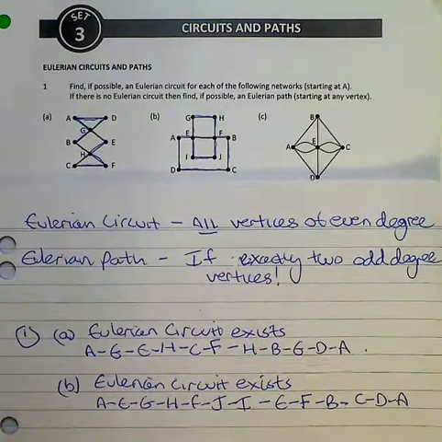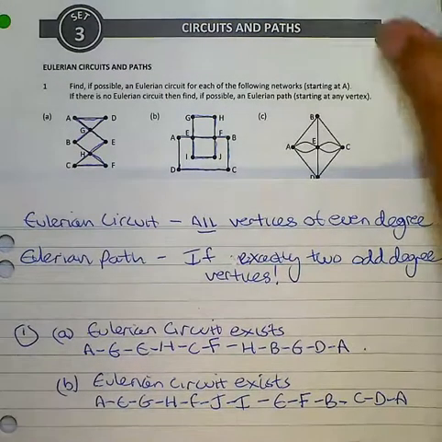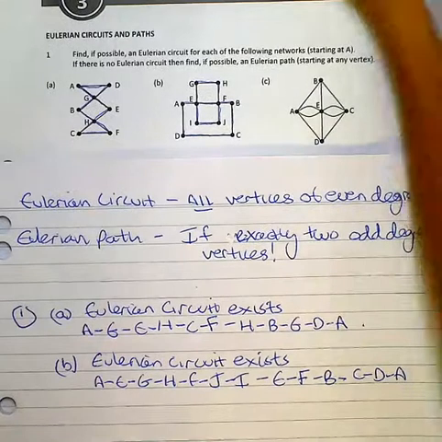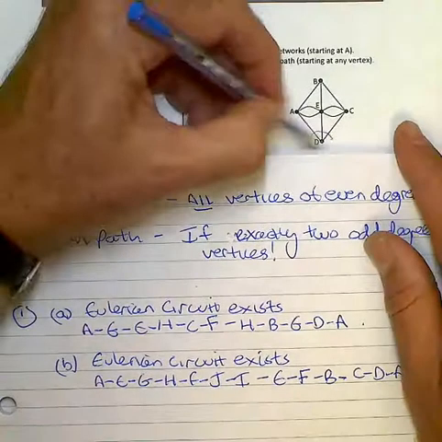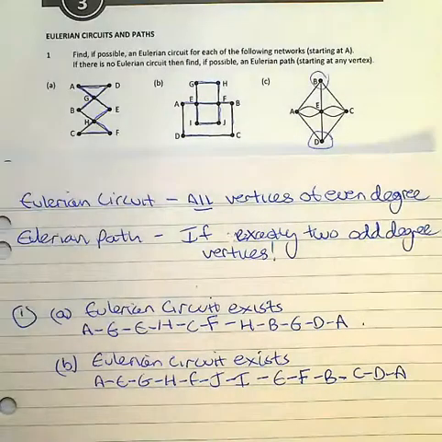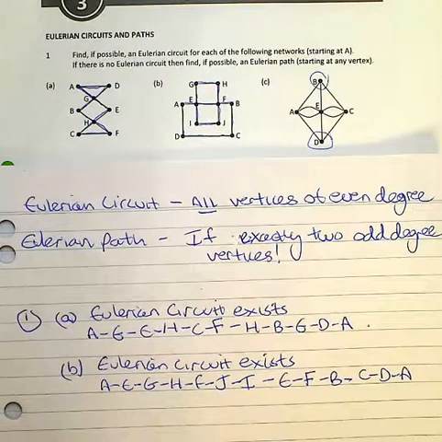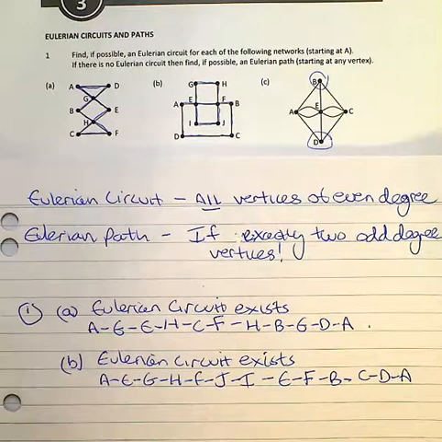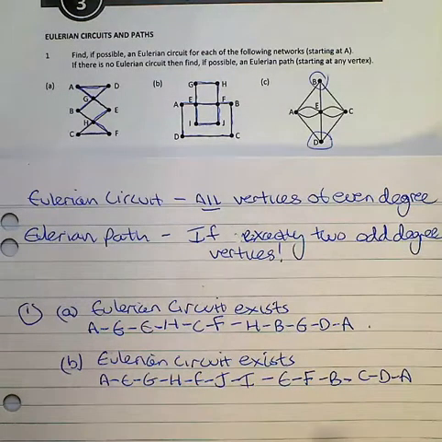Now in the case of C, we've got two vertices that are of an odd degree, D and B. So we can't have an Eulerian circuit, but we can have an Eulerian path. An Eulerian path visits each of the edges once, but you will not find your way back to A.